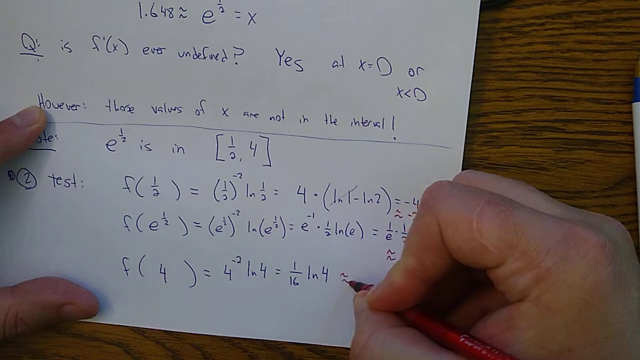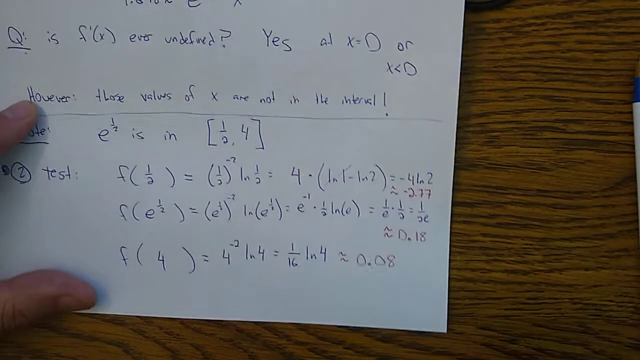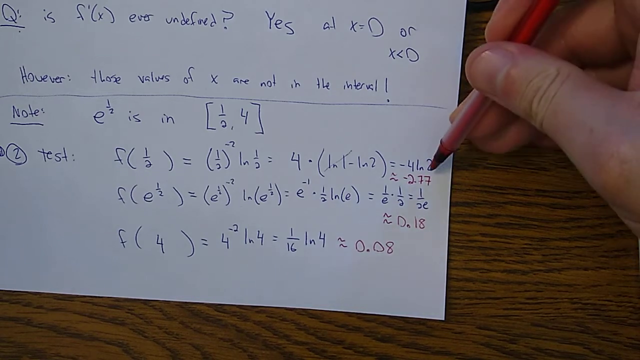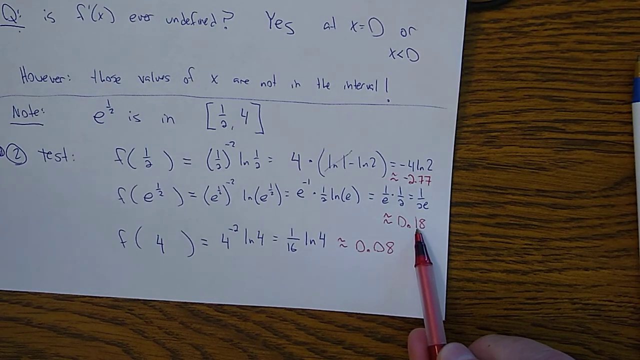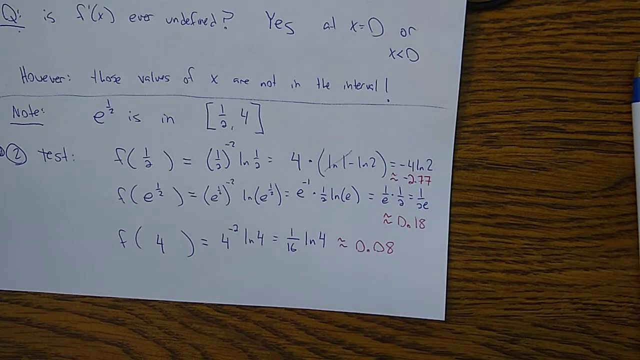And 1/16 natural log 4, I get about 0.08. And again, in the end, I'm going to put exact answers. I'm only using these decimals to tell me which is the biggest number and which is the smallest number. So it looks like this one's the biggest, and this negative one is the smallest.